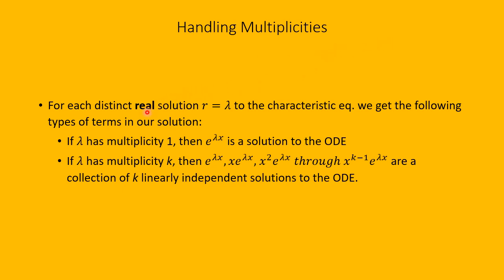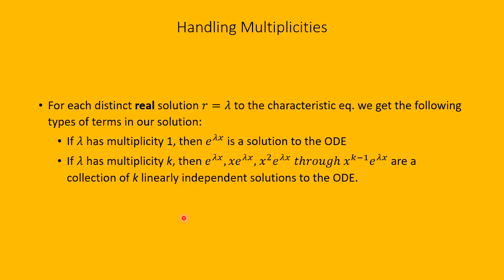Well, here's what we can say about real solutions. To each real solution, r equals a number lambda to the characteristic equation, we get the following types of terms in our solution, and these terms are solutions to the homogeneous problem, and so by the superposition principle, linear combinations of those terms would also be a solution to the homogeneous ordinary differential equation. If lambda has multiplicity 1, then e to the lambda x is a solution to our ordinary differential equation. Well, that would be a single root, not a double root or triple root, just multiplicity 1.